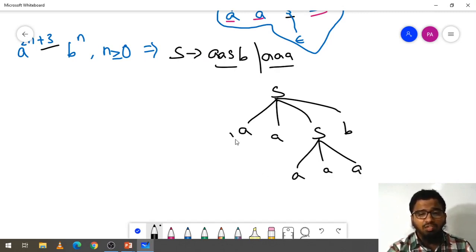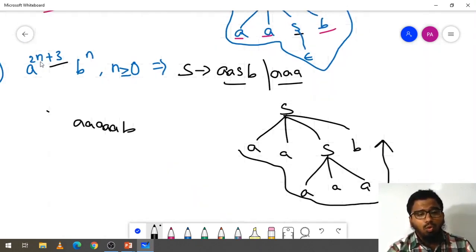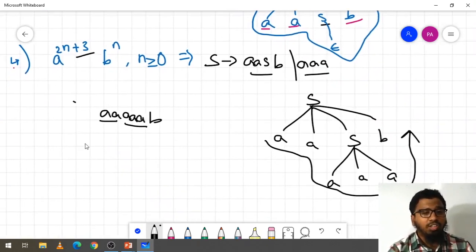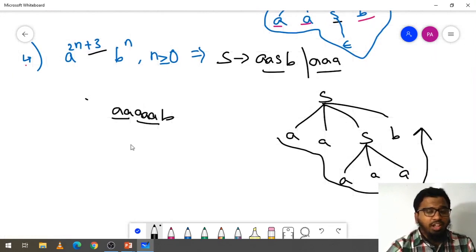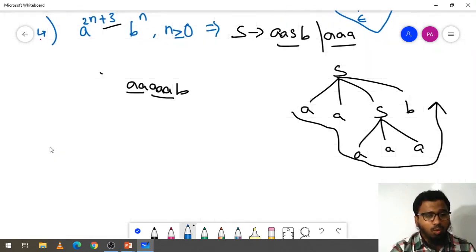So what is the answer for this? Answer is A, B. So 2n means 2 A's, plus 3 means 3 A's. I hope you understand this fourth one also. This is very easy. If you do more practice, then it will be easy for you. We will do the next one now.